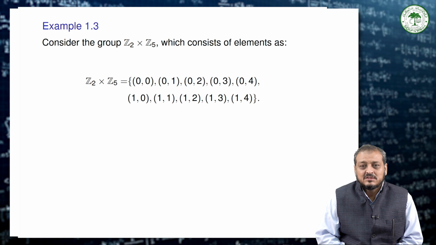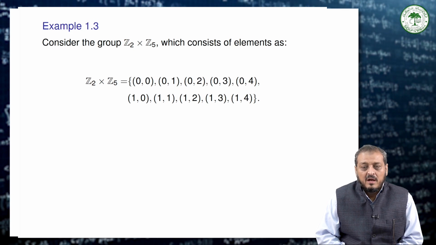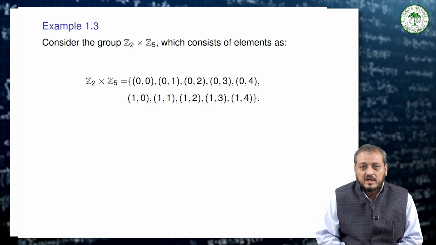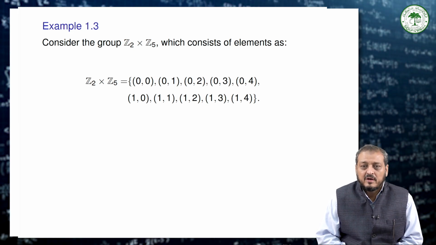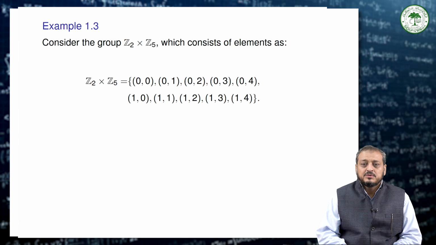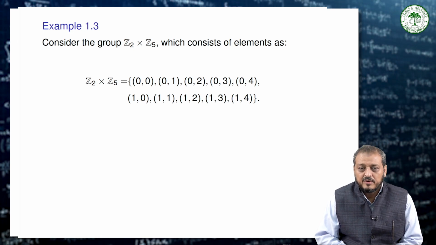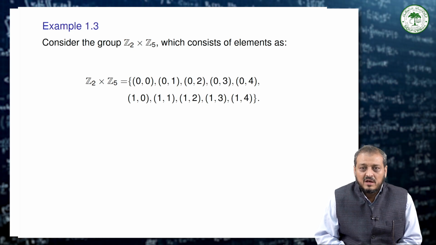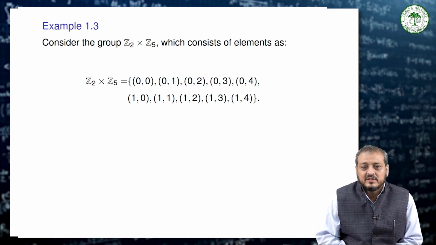In the last class, I defined the direct product, and then we defined the internal direct products and showed that this Cartesian product of two groups forms a group. I also discussed some examples. The last example from the last lecture is this one.